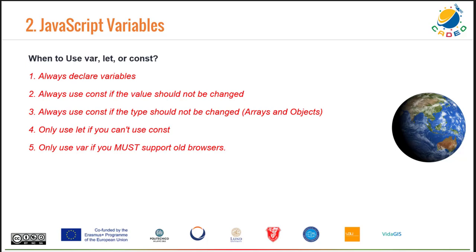First, always declare variables. Second, use const if the value should not change. Third, use const for the types that should not change, like arrays and objects. Fourth, use let only if you can't use const. Fifth, use var only if you must support all browsers.